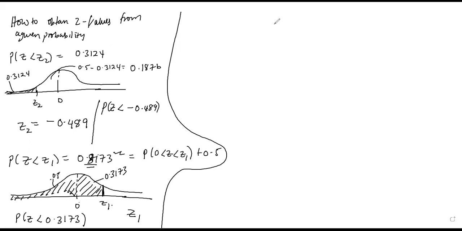First, listen to me. When the question is not like this, not Z1 less than Z less than Z2, and they just say probability of Z is less than Z2, it means Z is less than Z2. This means you are reading from negative infinity, less than Z, less than Z2.